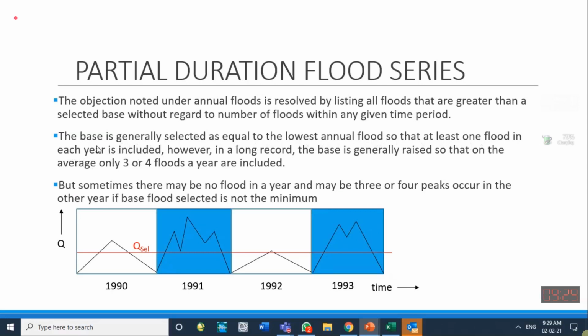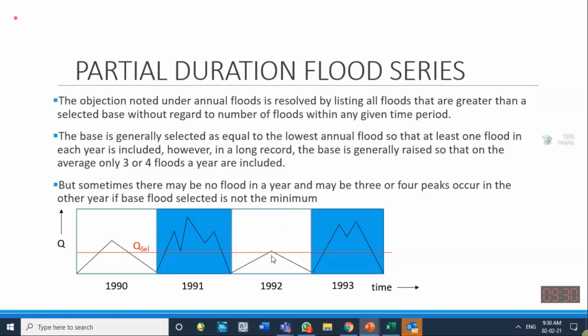So one method of selecting the base flood, above which all floods will be recorded as a partial duration flood series, is to select the lowest value of flood in the whole series. For example, in this 4-year series, 92 has the lowest, so we select this one as the base flow. All the peaks observed above this value will be recorded as a partial duration flood series.